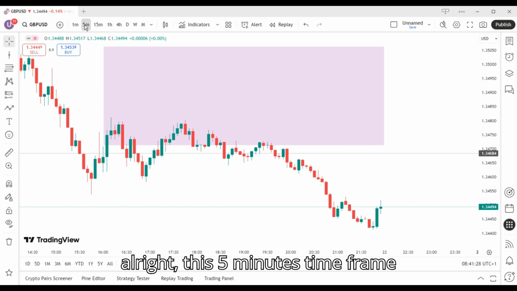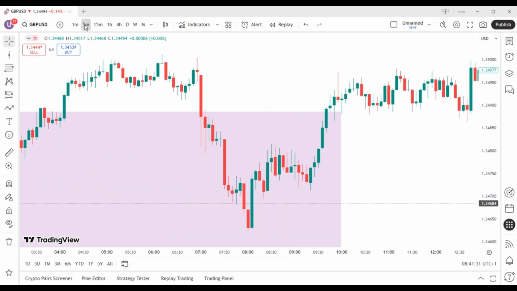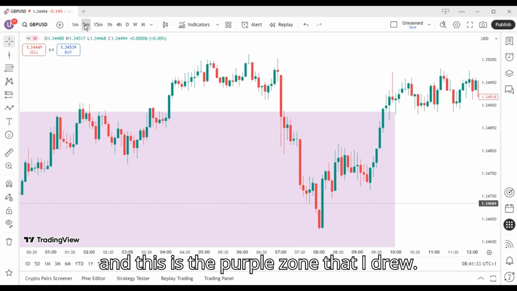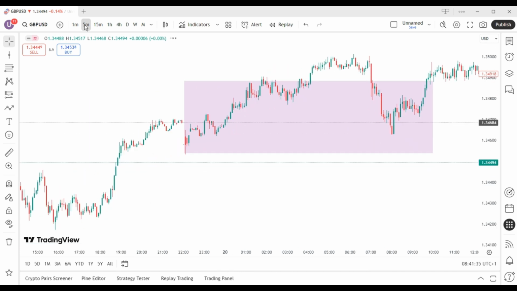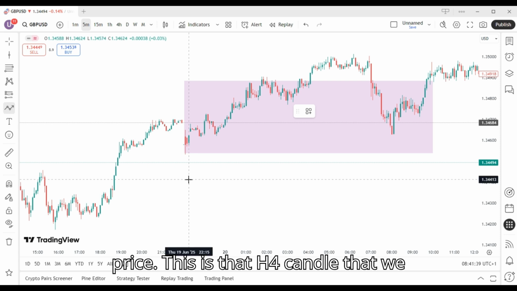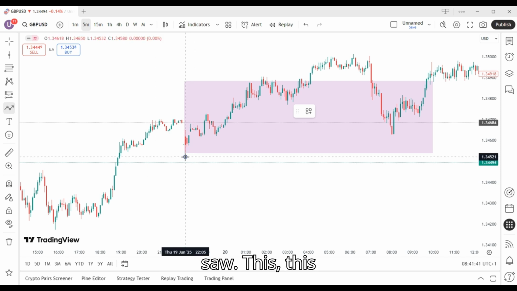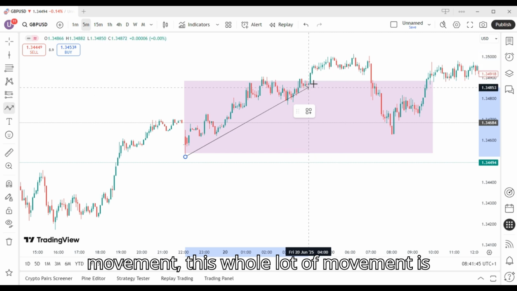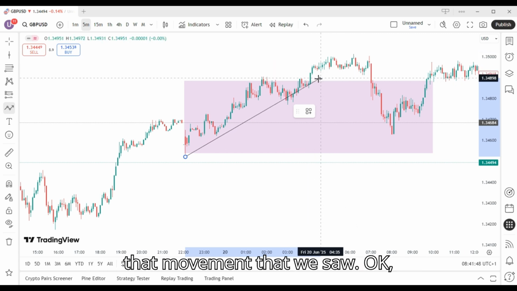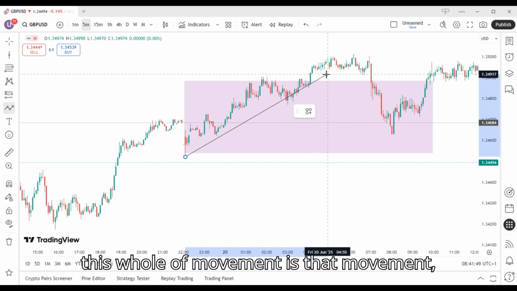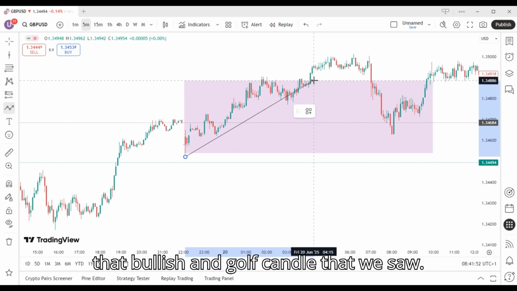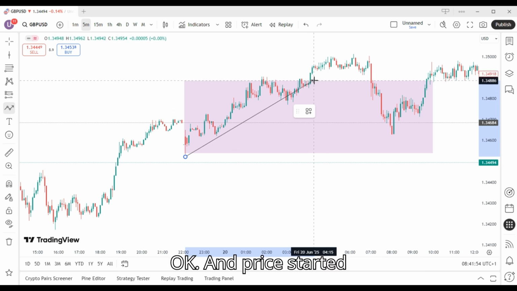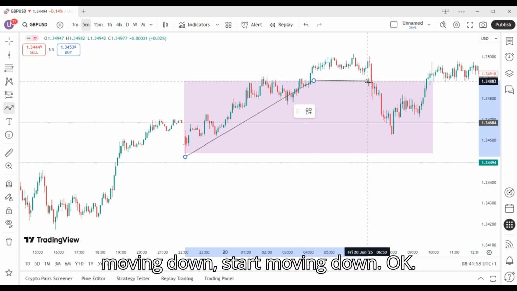All right, this is the 5 minutes time frame and this is the purple zone that I drew. This is that H4 candle that we saw. This whole lot of movement is that movement, that bullish engulf candle that we saw. And price started moving down.